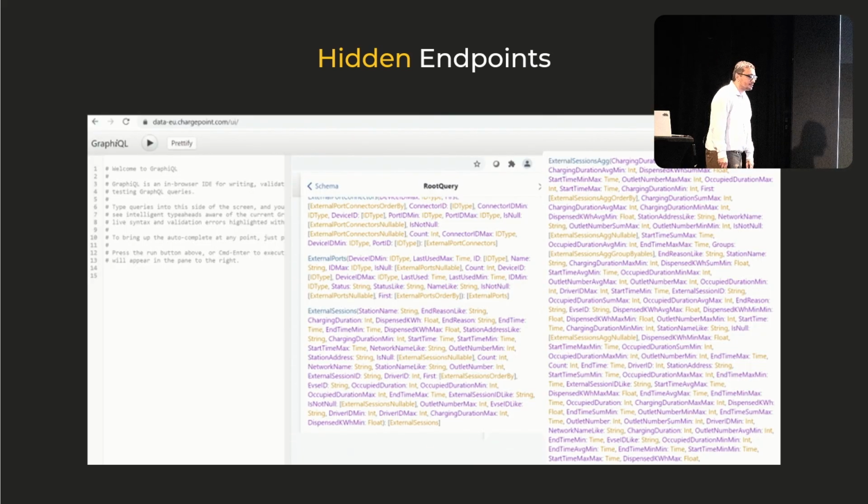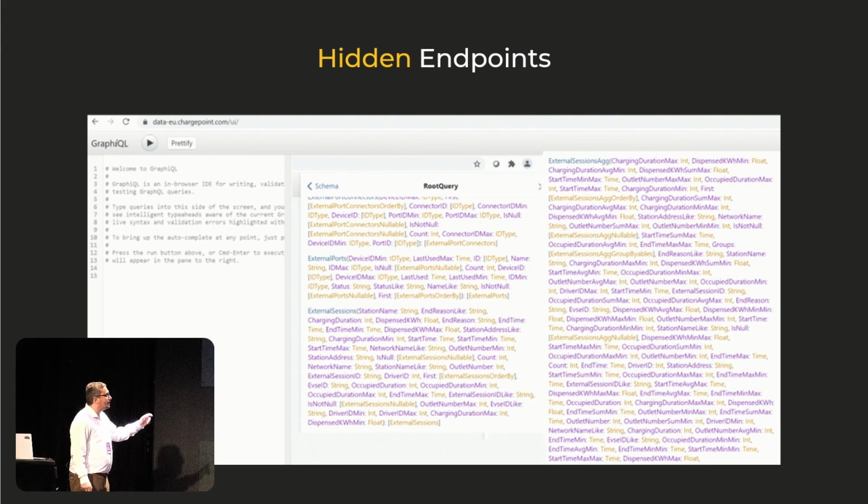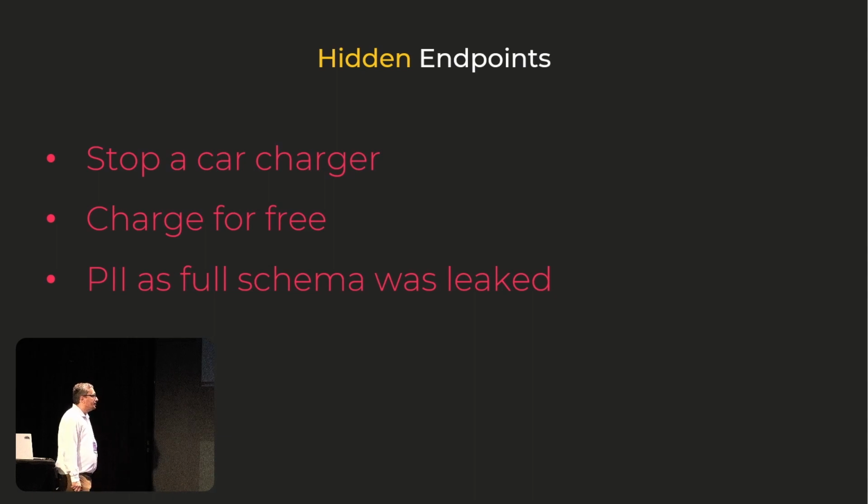ChargePoint is one of the biggest public chargers. It had a public GraphQL with no authentication, just on the open internet. It was not used, but it was there in their Android application, and it was leaking their full schema. You could charge anything for free. You could stop a car charger. You could, I don't know, leak PII. The schema also had some credit card tokens. I didn't access them because, yeah, I want to go back to the US at some point in my life.